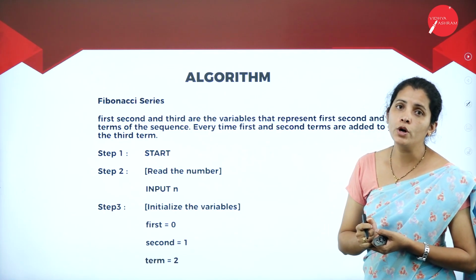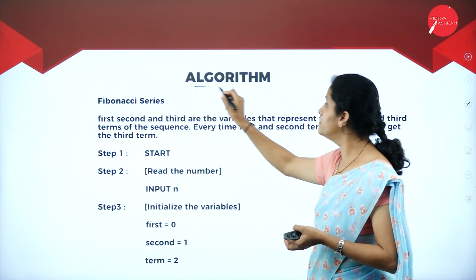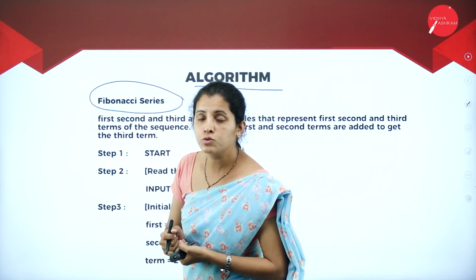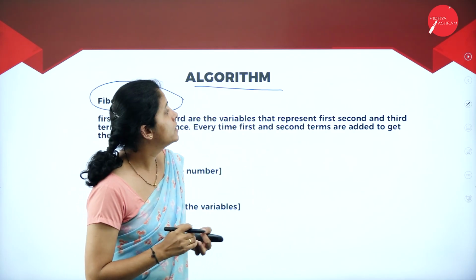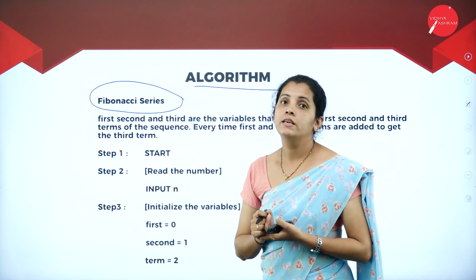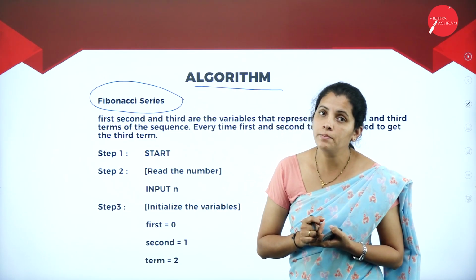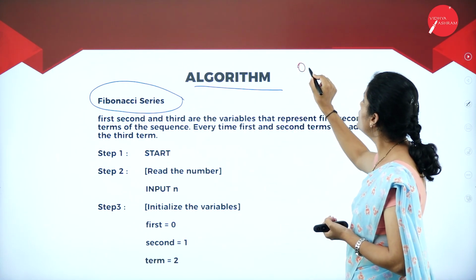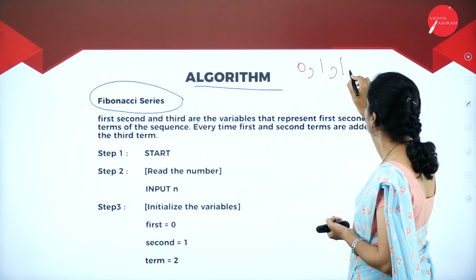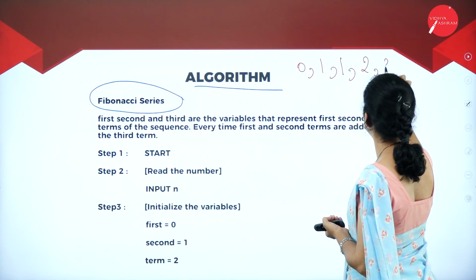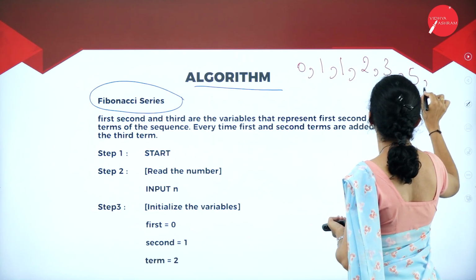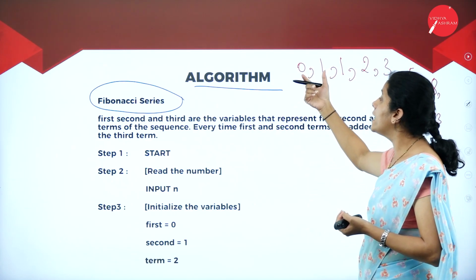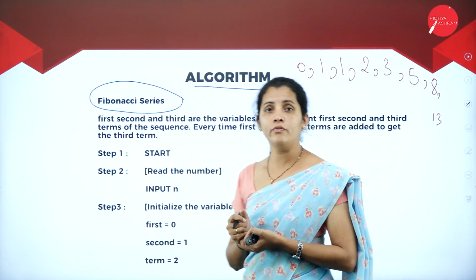Moving further, I'm going to have another algorithm, that is to find the Fibonacci series. So here this is also one of the real-time problems. So what is Fibonacci series? Here Fibonacci series is nothing but the number series, and the number series starts from 0, 1, 1, 2, 3, 5, 8, 13. Now tell me how I can generate these kinds of numbers.